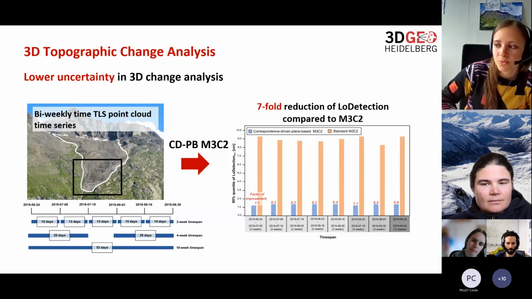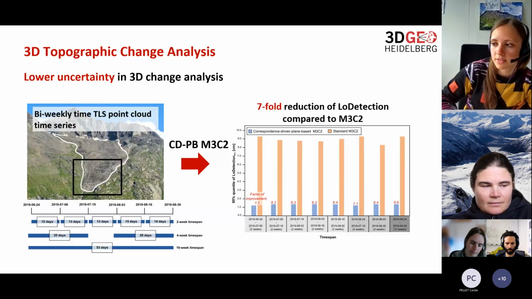And of course, this is not super relevant if we monitor maybe annually, because then our magnitudes of change are anyways higher than the uncertainty. But especially for such high frequent monitoring, where we really have changes in the order of a few centimeters, this method is quite helpful to still enable the extraction of change in large parts of the area.